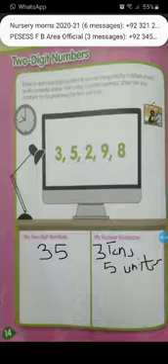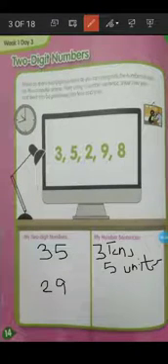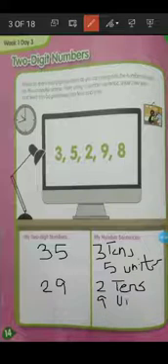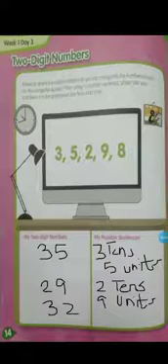If we choose another combination like 2 and 9, then we will write 2 tens and 9 units. If we choose another 2 numbers, like 3 and 2, then 3 will be tens and 2 will be units. In this way, you can think of as many combinations as you want. Now move to the next page.